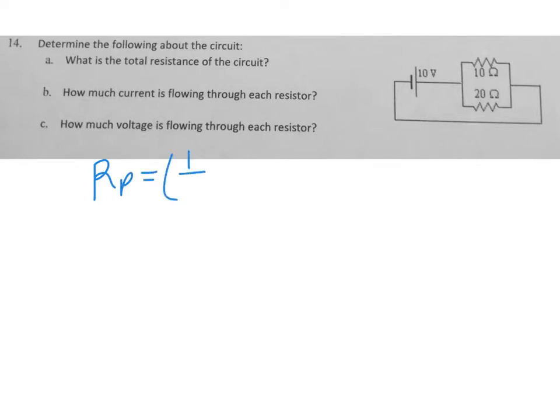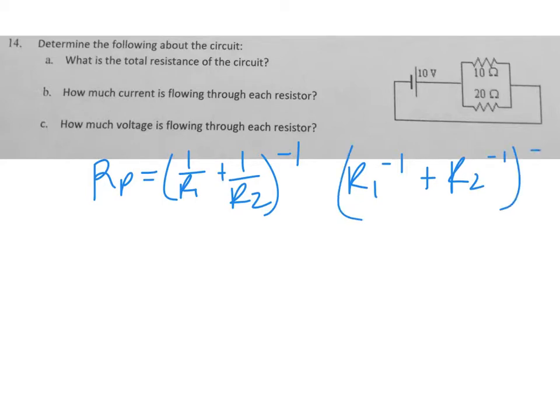equals 1 over R1 plus 1 over R2, and then you take the inverse of that. You can also type it in as R1 with the invert and use your inverse key. So it would look like this when you type it in. And that's the version that I generally use because it's faster than typing in the fractions.